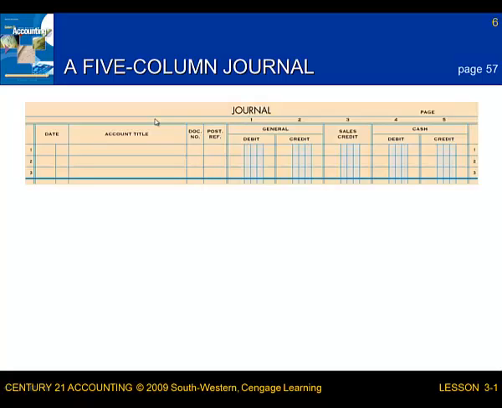A 5-column journal looks like this, and it's called a 5-column journal because you've got 1, 2, 3, 4, 5 columns. The general columns being 2 of them, the sales credit being another one, and then the cash debit and credit columns being 2 more. The general columns are the general amount columns. Those are the ones that do not have an account at the heading. Sales is a special amount column because sales is its own account. Cash as well, special amount columns.